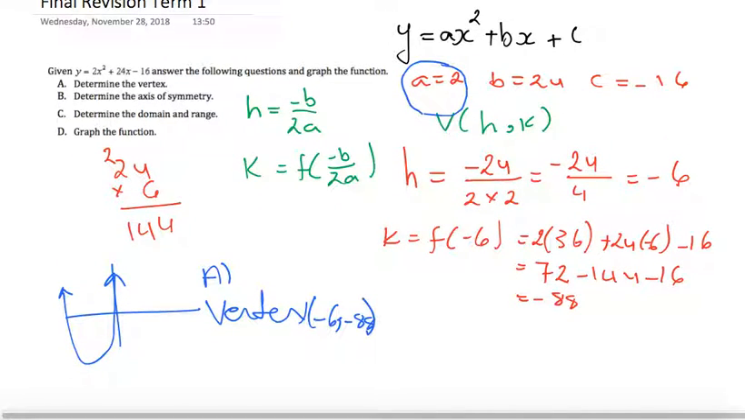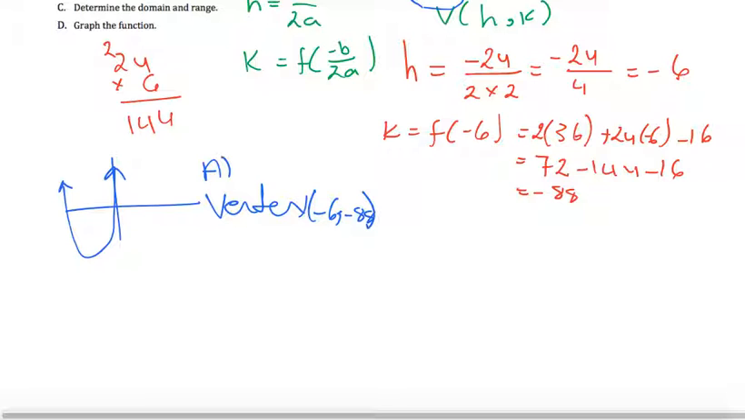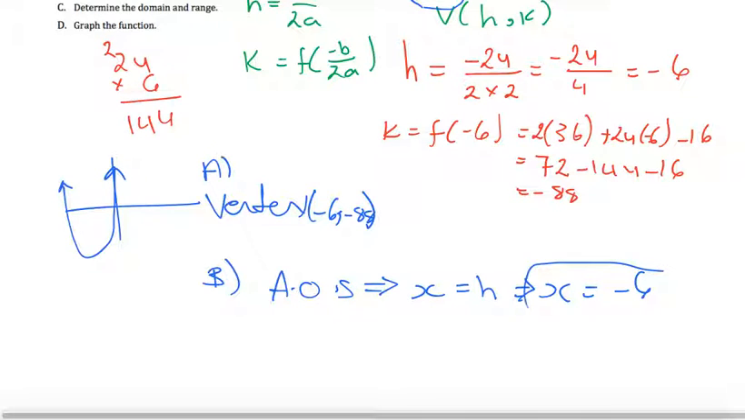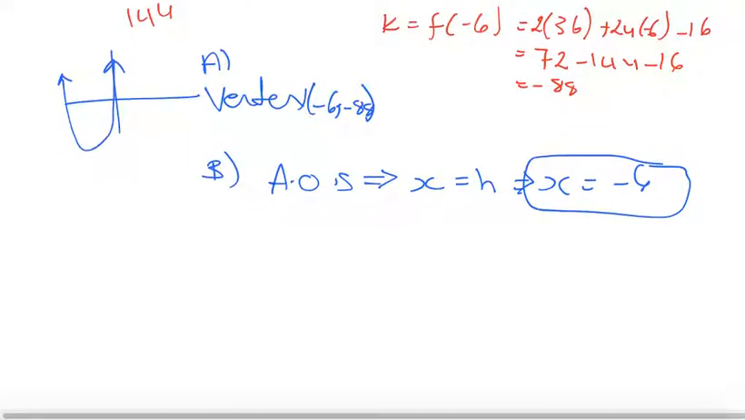B, determine the axis of symmetry. And I said before in the previous video that the axis of symmetry is x equal to h, which is going to be x equal to negative 6. This is the equation of the axis of symmetry. It's a vertical line. C, determine the domain and range.